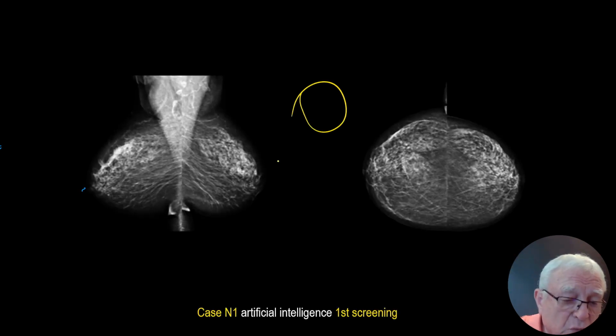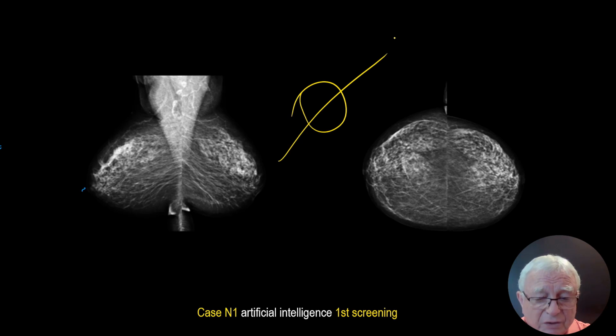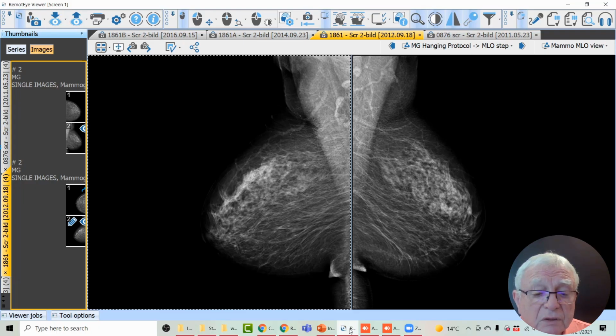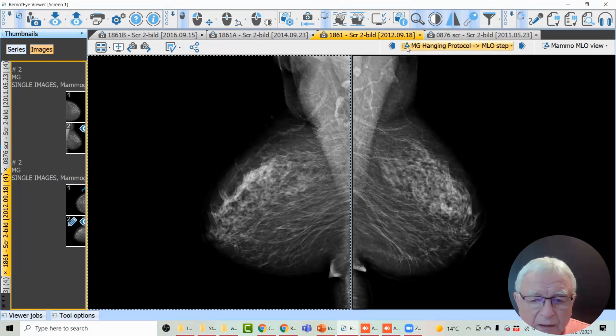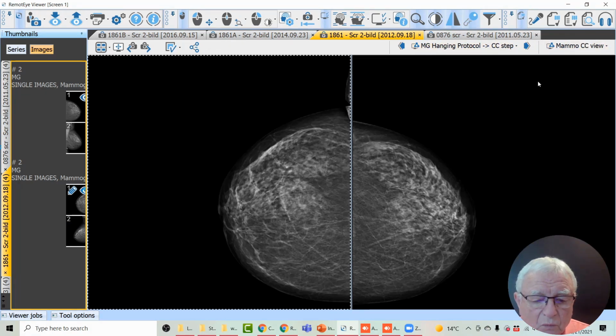You shouldn't view the mammograms this way either. Let me show you how to view a mammogram. I'm going to ask you a question. This is her first examination. And this is her CC projection. Is this how you view a mammogram? Back and forth?